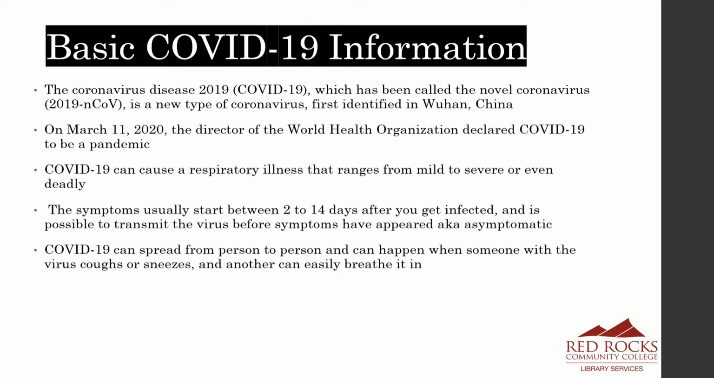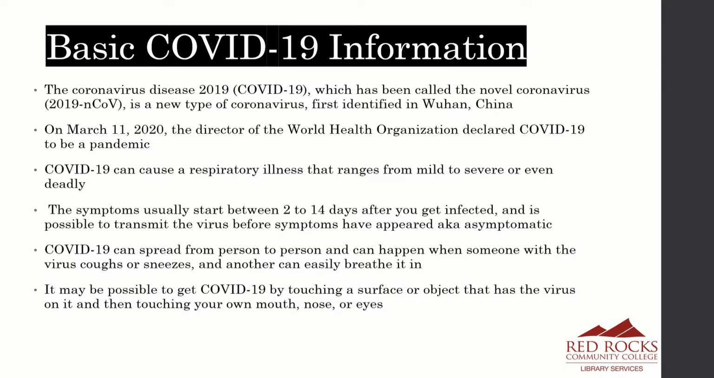COVID-19 can spread from person to person. This usually happens through respiratory droplets when someone with the virus coughs or sneezes, and then you breathe it in. Most often, you need to be close to the person, within 6 feet, in order to spread it this way. It might be possible to get COVID-19 by touching a surface or object that has the virus on it, and then touching your own mouth, nose, or eyes.